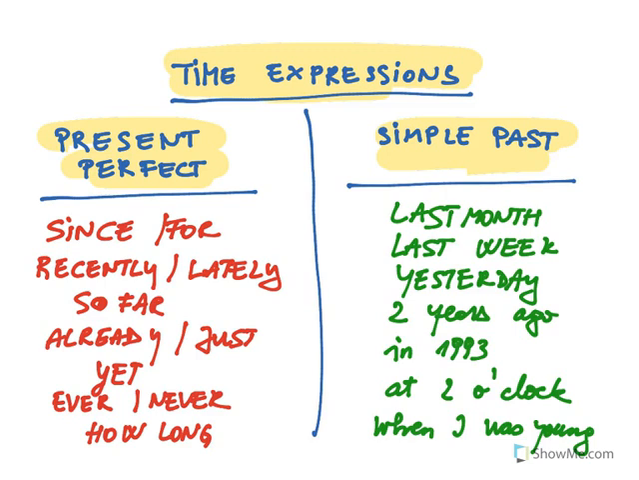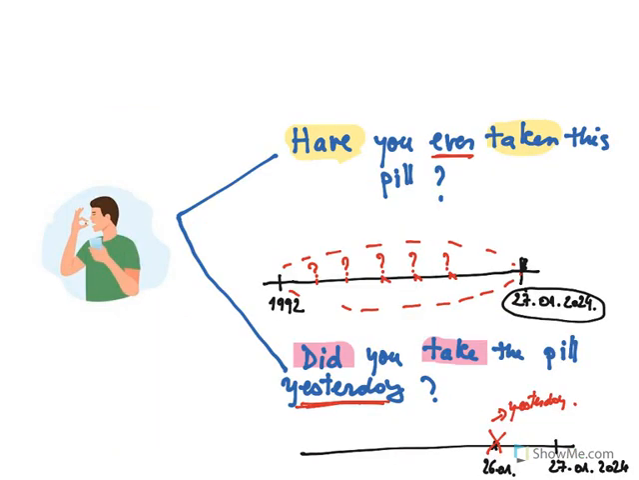In order to distinguish between the two tenses, you should pay attention to time expressions, and you have here a list. You might check it out. So you have like since and for the present perfect, already, yet, ever, never. And for the simple past, of course, you have like last or ago. But there are some other time expressions that you can check.